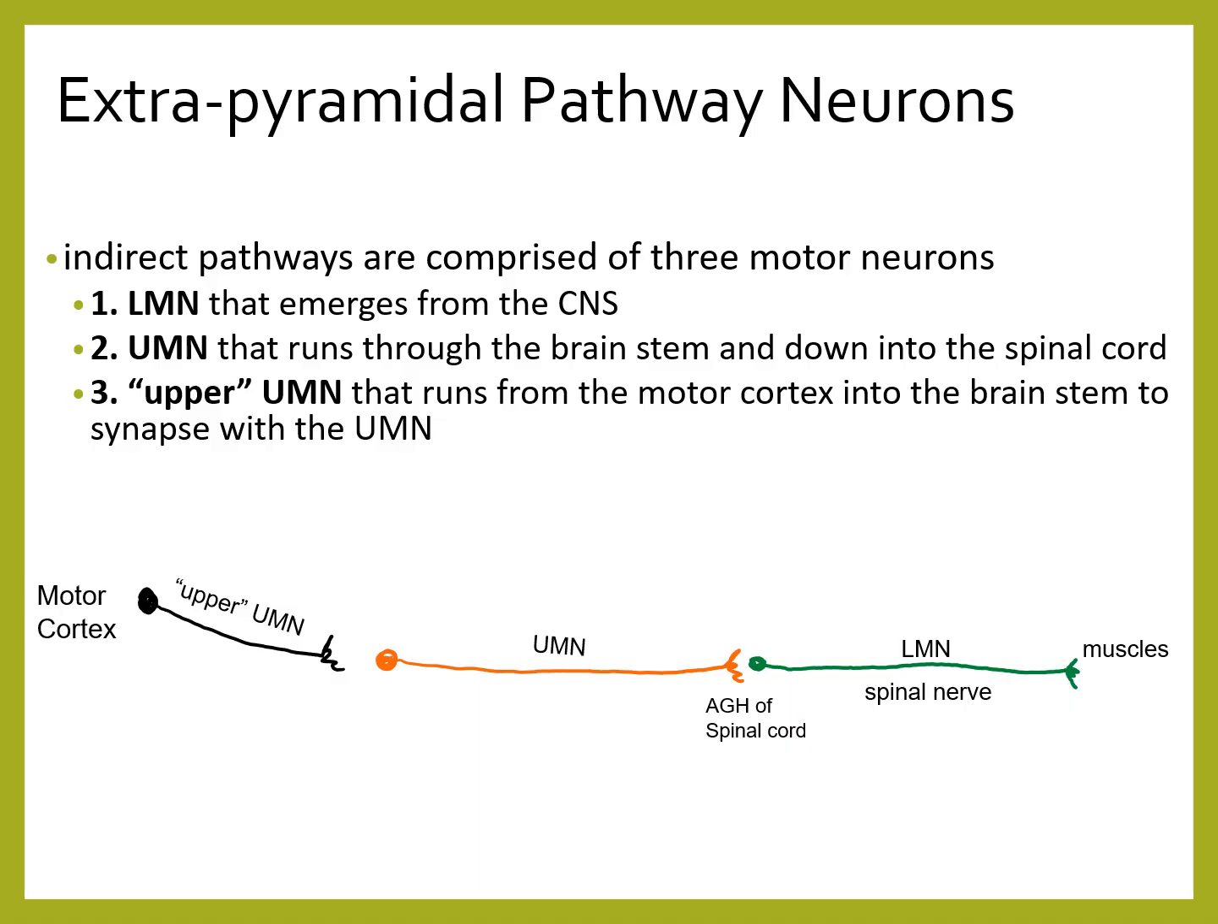And then you're going to have something which does not really exist, but I call it the upper motor neuron. Okay, it's not a thing. You can Google upper motor neuron. You're not going to find anything. But this is my term. The upper motor neuron originates in the motor cortex, and it runs into the brainstem where it will stop, and it will synapse at a particular area in the brainstem with the upper motor neuron. So it's a 3-neuron pathway, an upper motor neuron shown here in black, an upper motor neuron shown in orange, and a lower motor neuron shown over here on the right in green.